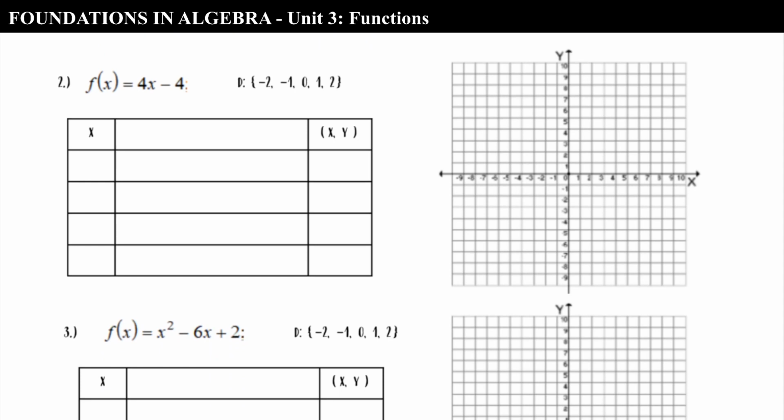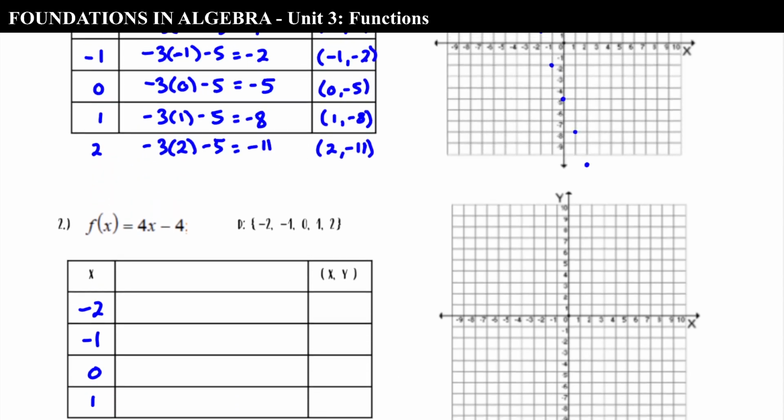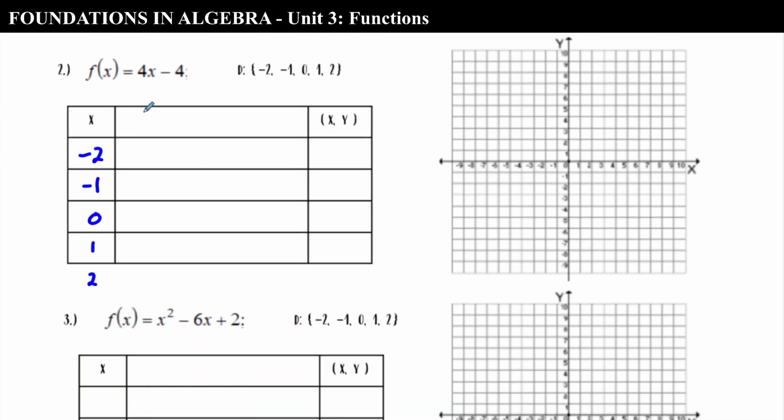All right, let's do number 2. For number 2, our x values are negative 2, negative 1, 0, 1, and 2. And our f of x is going to be, just like we wrote up here, f of x equals 4x minus 4. For negative 2, we're going to put that in for x. We get negative 8 minus 4, which gives us negative 12.